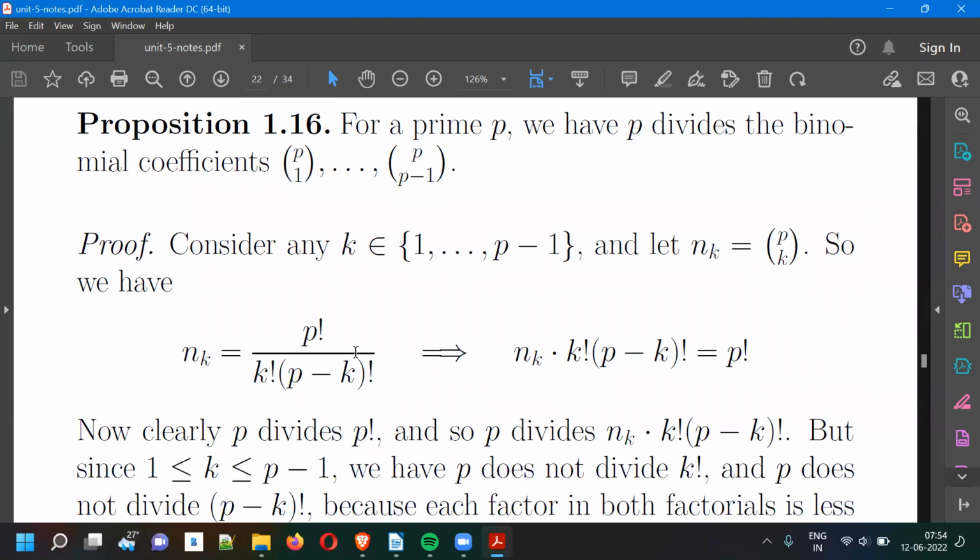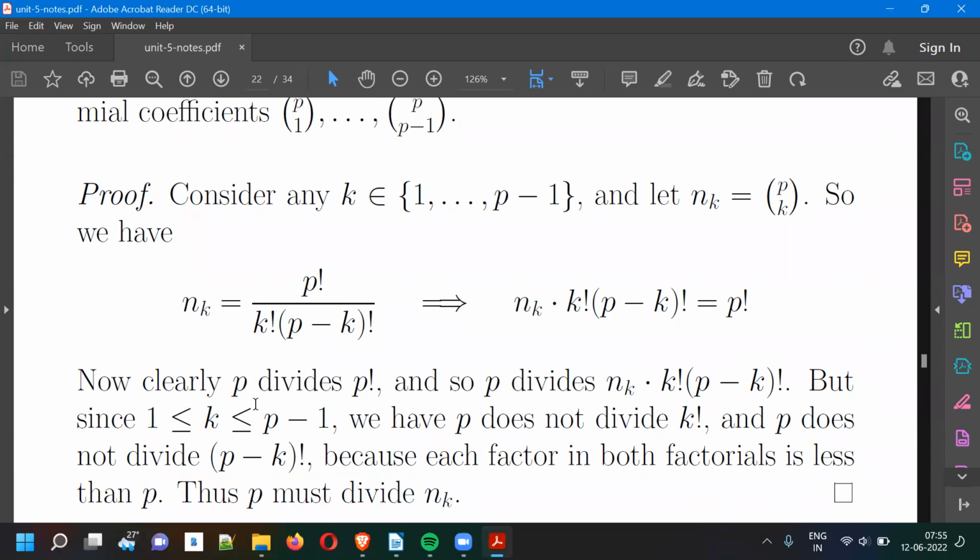So by definition of binomial coefficient, nCk is equal to p factorial divided by k factorial times (p minus k) factorial. Taking the terms to the other side, it means nCk times k factorial times (p minus k) factorial is equal to p factorial. Okay. Now clearly p divides p factorial because p is a factor. So p divides nCk times k factorial times (p minus k) factorial, because this is equal to p factorial.